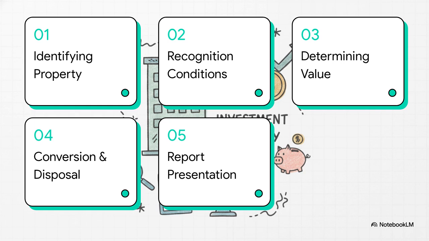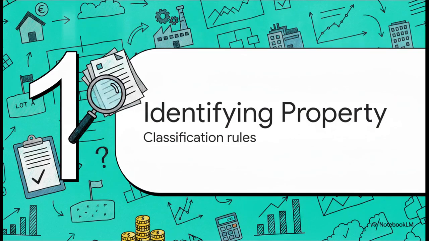We're going to cover 1. Identifying property, 2. Recognition conditions, 3. Determining value, 4. Conversion and disposal, and finally, 5. Report presentation. All right, jumping right into Section 1, Identifying property. Getting the classification right from the very start.